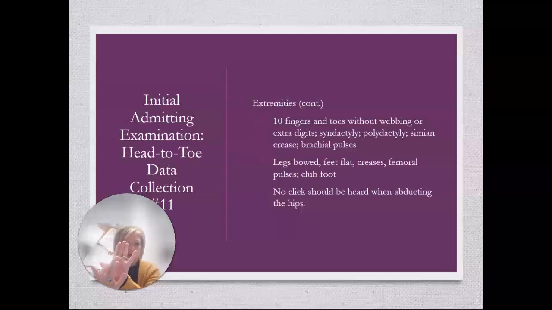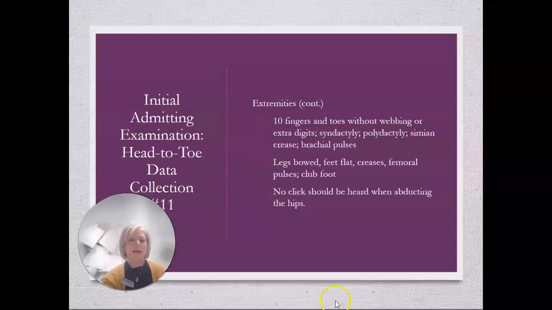On the palms of their hands, if you look at your hand, you will have 2 creases. A simian crease just means they have 1 crease all the way across their hand. I've seen kids born with 1 simian crease on a hand and they had nothing wrong with them. However, it's very common for Down syndrome babies to have bilateral simian creases. So we'll look for brachial pulses. We look for bowed legs, club feet, all of those kinds of things.